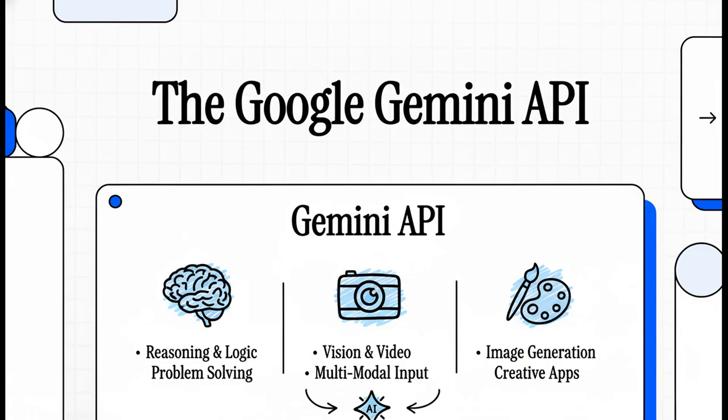All right, today we're cracking open the developer's toolkit for one of the most advanced AI models on the planet, Google's Gemini. We're going to skip past the hype and get right to what matters. What can you actually build with this thing, and how fast can you get your first project up and running?